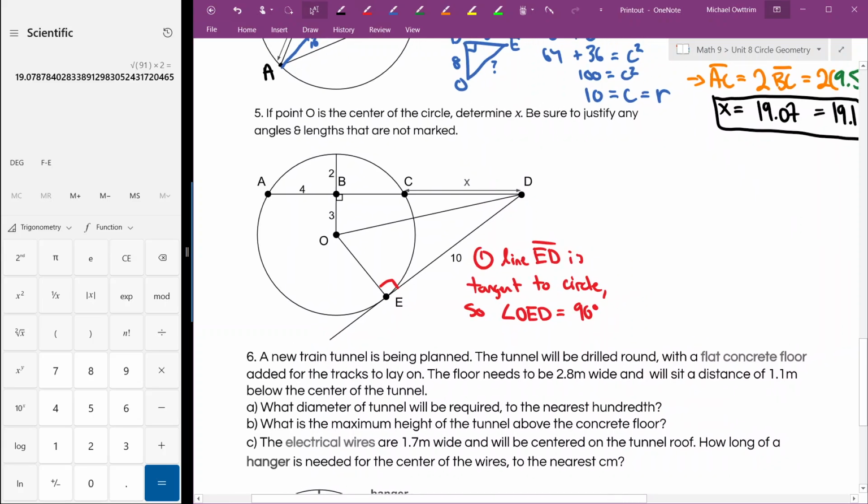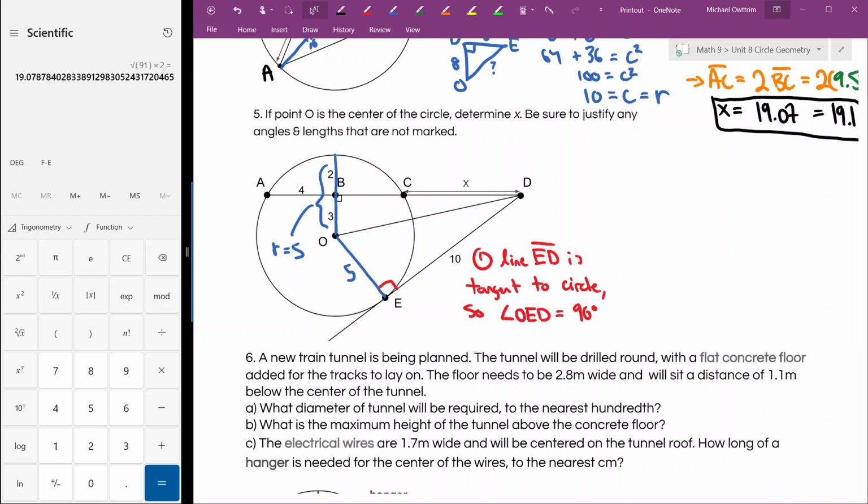Okay. Next thing I'm going to do is find the radius of the circle. I have a line here that goes between the outside edge and the center of the circle. It is split up into 2 parts, but I can add those 2 parts together and say that my radius is 5. What that means is that any radius of the circle is also 5, so I know that O to E is also 5 because it is a radius.